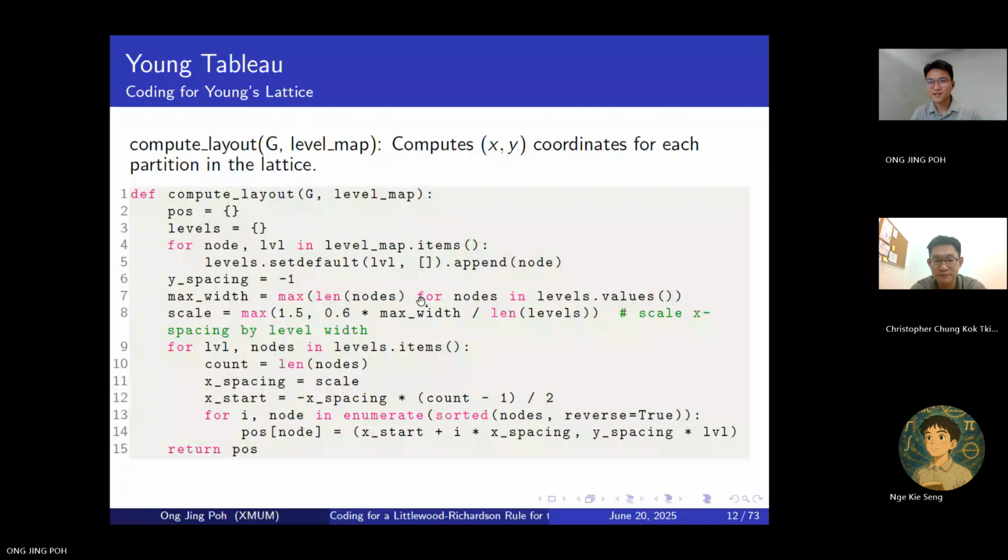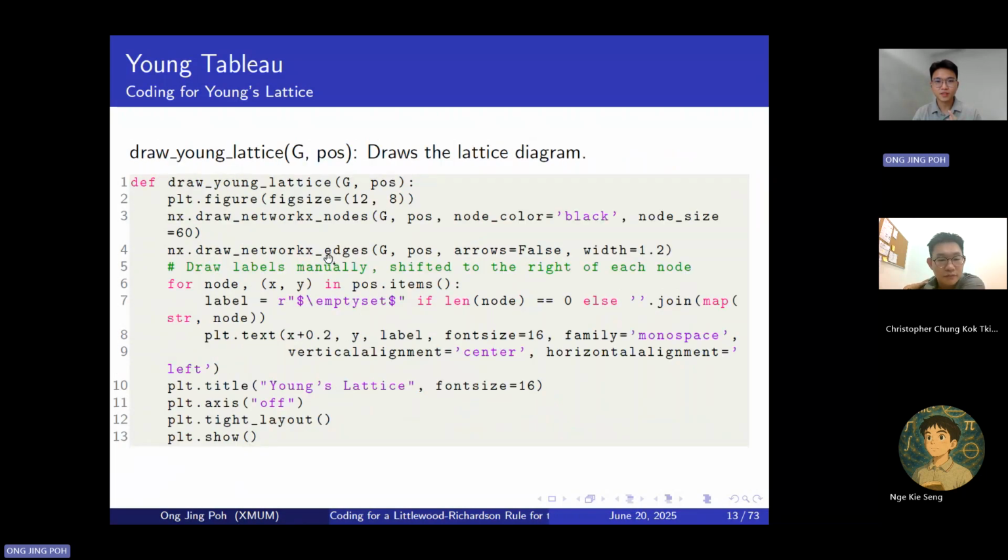Okay. So this is just putting the XY coordinates as they are fixed by the previous function and also the label point. It will return pos and come to the next function. And this function, draw Young lattice, is just to compute the output in XY coordinates as given by the previous function.